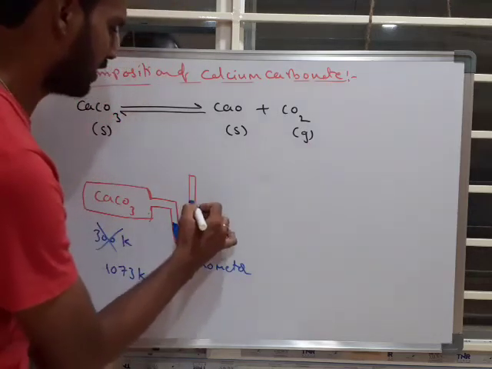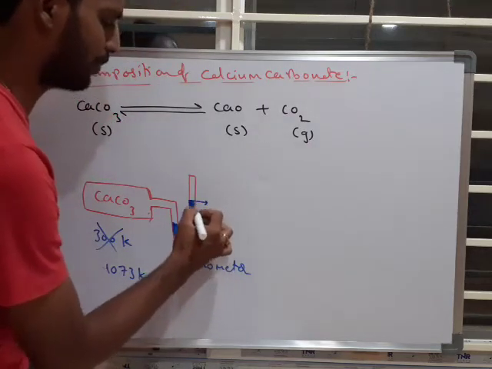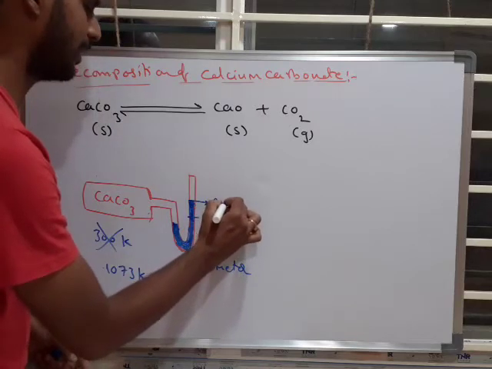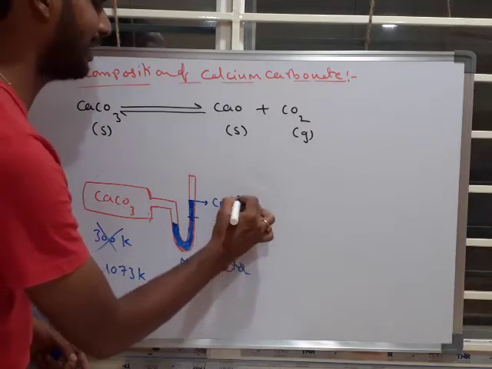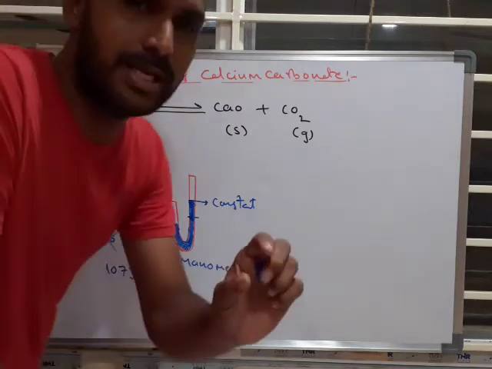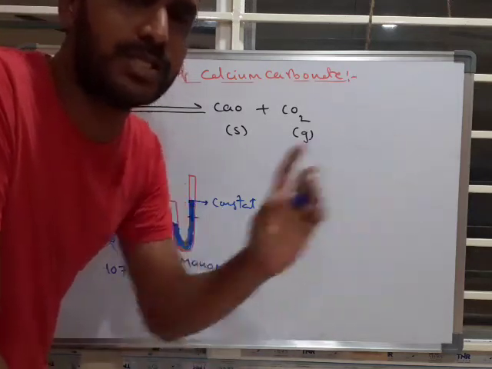for example, from here to here the pressure has increased. So after getting to a certain level, it maintains a constancy. So it maintains a constancy after increasing to a certain level.